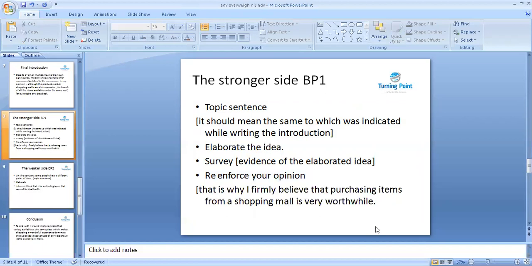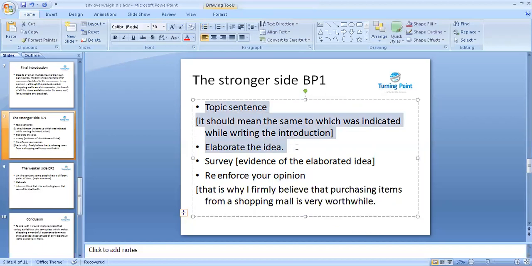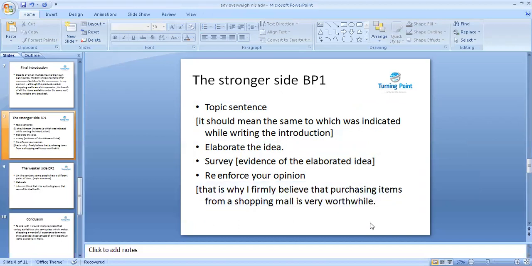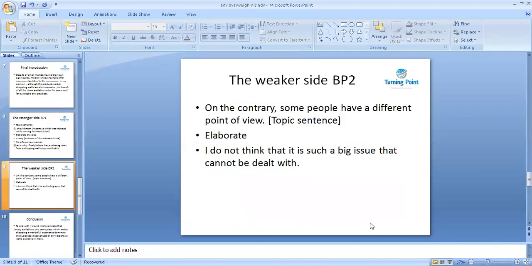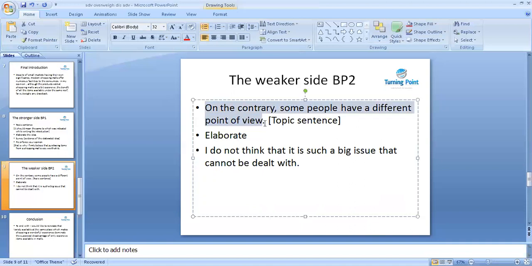So in this way, we first elaborate the idea, then we give an evidence with the help of a survey, and at the end, we reinforce that it has a lot of advantages. Now, let us take a look at the weaker side. So we'll say, on the contrary, some people have a different point of view. So guys, this line is very, very important.